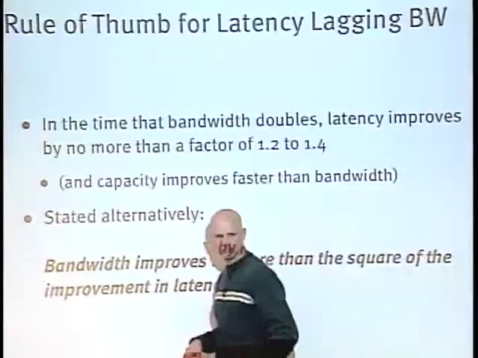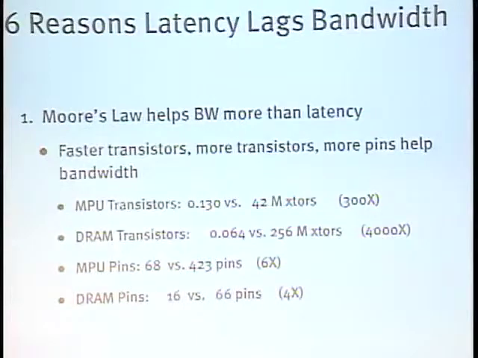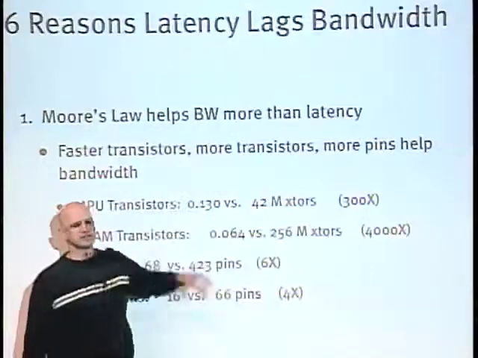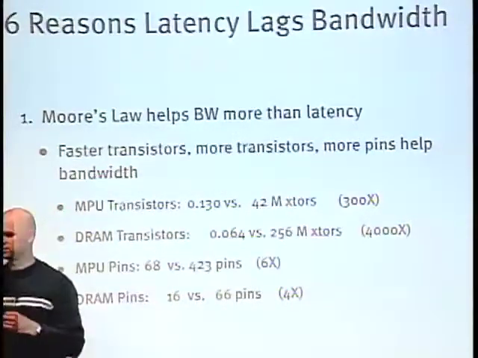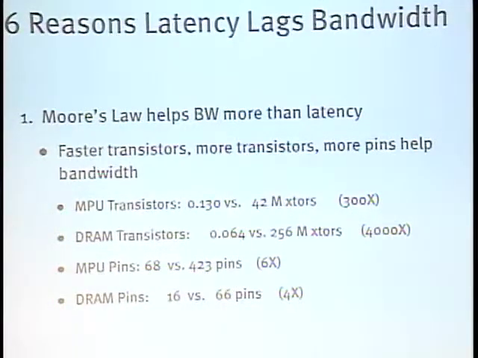Okay, I'll go through my list, Dave Patterson's list. So this is kind of like Andrew's point. Moore's law helps bandwidth more than latency. You get lots of things that get better as Moore's law gets better. You get more transistors and faster transistors. They're both going to help bandwidth, but faster transistors versus more transistors: this helps latency, but that doesn't help latency. Having more fins only helps bandwidth, it doesn't help latency at all.